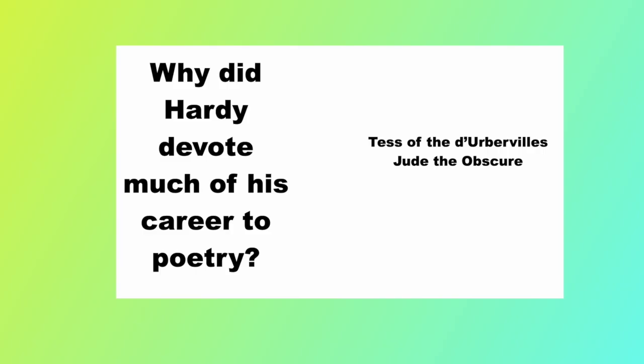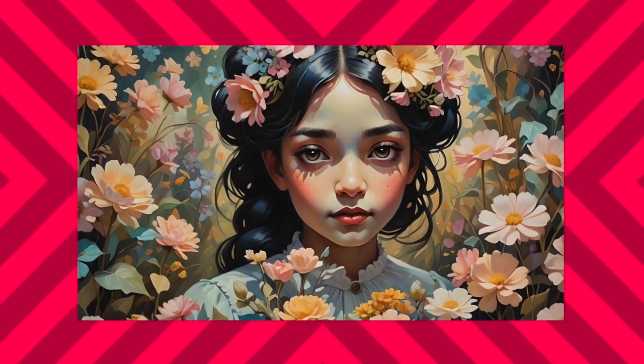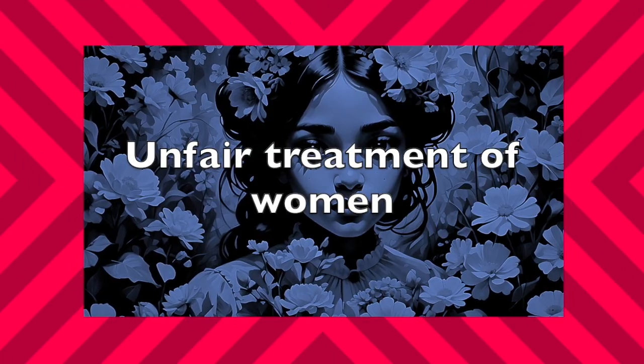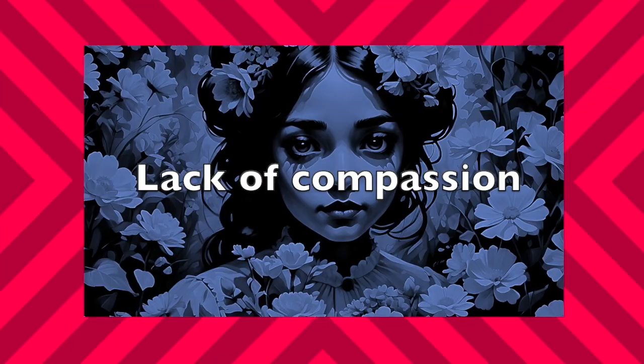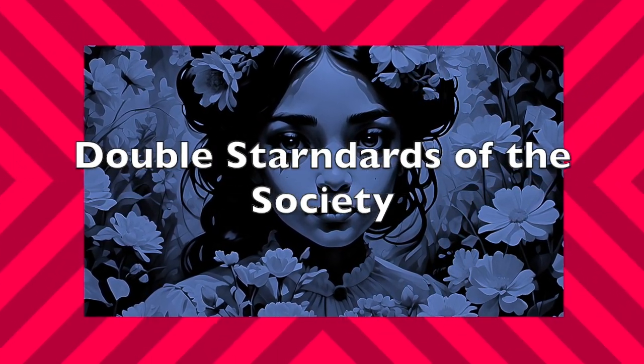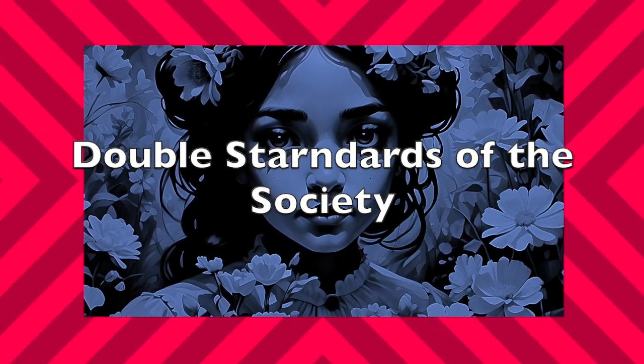Tess of the D'Urbervilles and Jude the Obscure were initially criticized because they challenged the moral and religious values of Victorian society. In Tess, Hardy presented a woman who was sexually exploited as morally pure, exposing the unfair treatment of women and criticizing the church's lack of compassion. The novel also attacked the double standard that excused men's sexual behavior while condemning women.